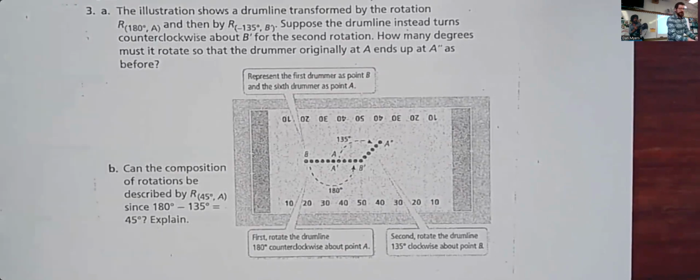So first of all, the drum line is going from point A to point B. This is the original positioning of the drum line, A to B. It says it's rotating 180 degrees around point A. So that's this right here. It's keeping A where it was, and it's just rotating around right here. So where they end up, they march around this way, and now A prime and B prime are here. A and A prime are the same spot because it was rotating around that point. But B went from over here to B prime over here.